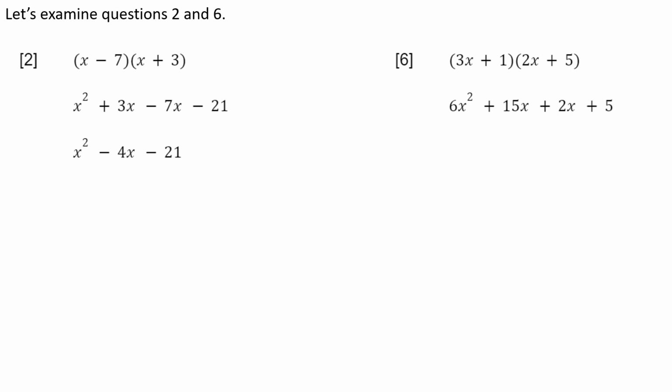So I went through, did FOIL. The 15x and the 2x will combine to be 17x. And there's our answer, 6x squared plus 17x plus 5. All right, so question 6 was a little bit slower than the first 5.